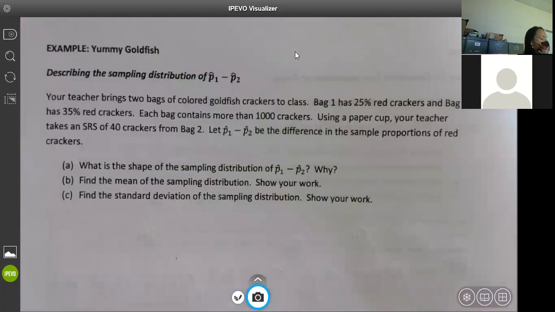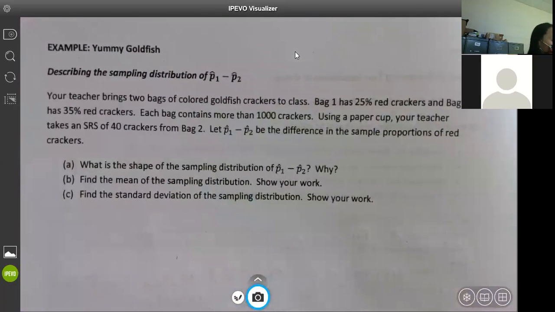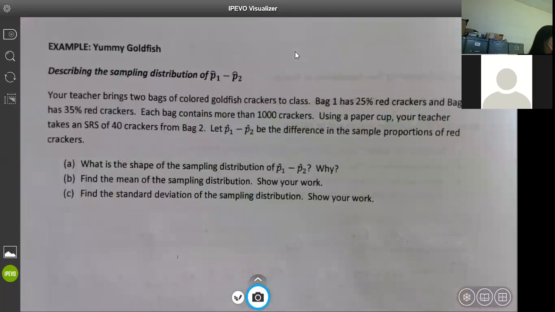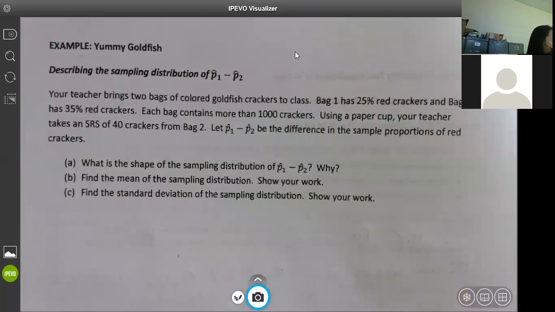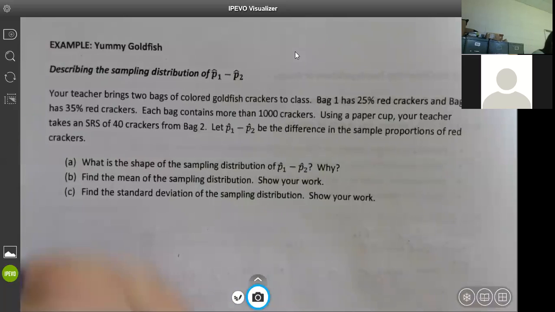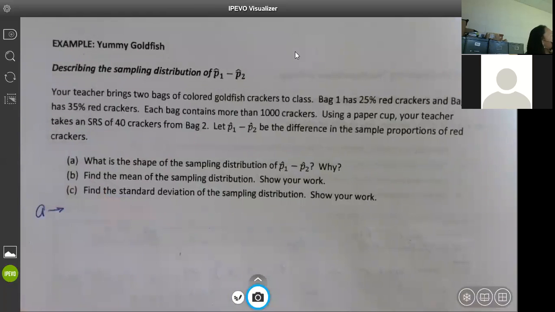All right. Your teacher brings 2 bags of colored goldfish crackers to class. Bag 1 has 25% red crackers and bag 2 has 35% red crackers. Each bag contains more than 1,000 crackers. Using a paper cup, your teacher takes an SRS of 40 crackers from bag 2. Let P1 minus P2 be the difference in the sample proportions of red crackers. So what is the shape of the sampling distribution and why? So we just talked about the shape on the front side. How do we tell what shape it is? We do the large counts rule for both proportions.